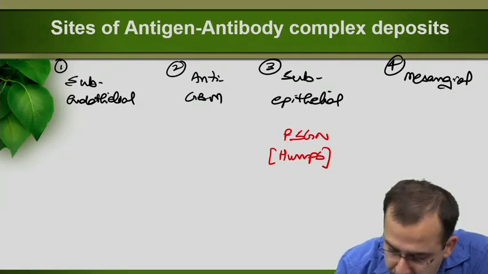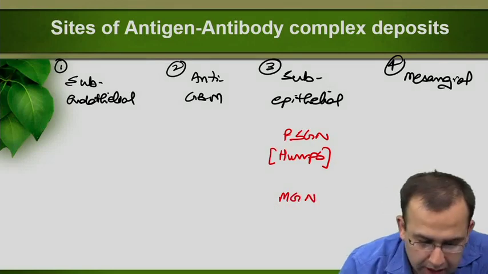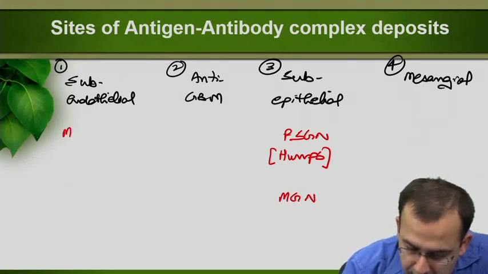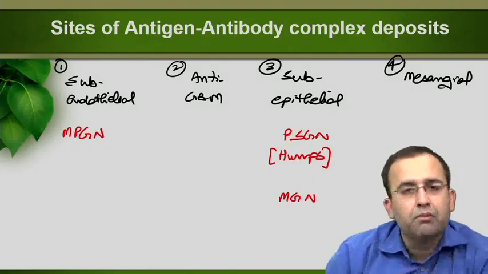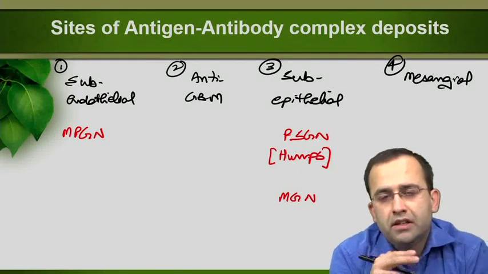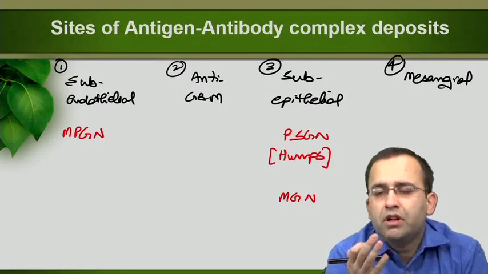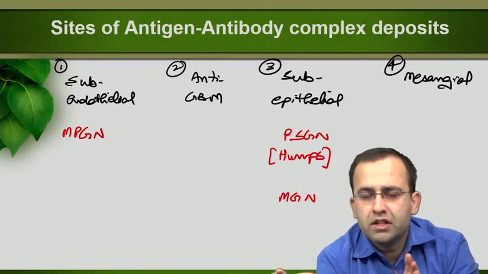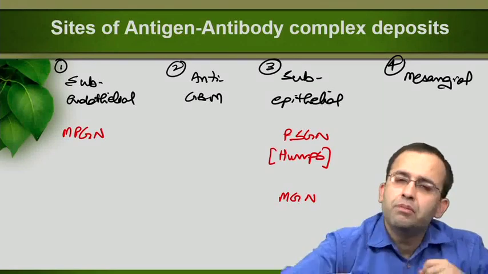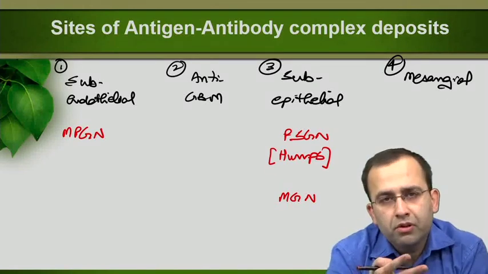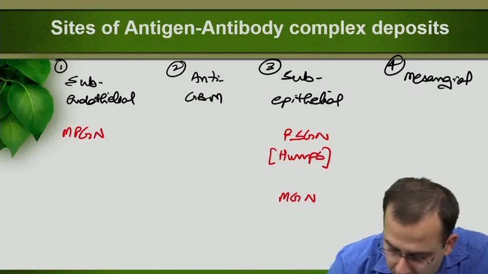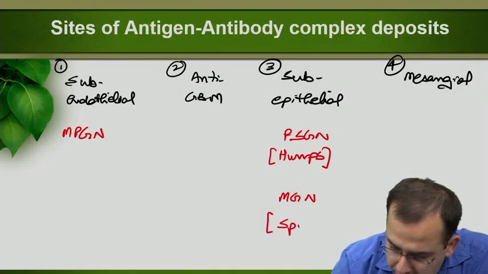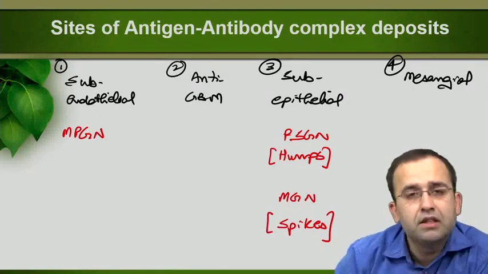Next, MGN is subepithelial in nature versus MPGN, which is subendothelial in nature. Easy to remember: MGN is a 3 alphabet word, it is lean, thin and fit, it crosses the GBM, subepithelial, versus MPGN, which is fat, it is not able to cross the GBM, subendothelial. The special name of deposit with MGN is spikes.